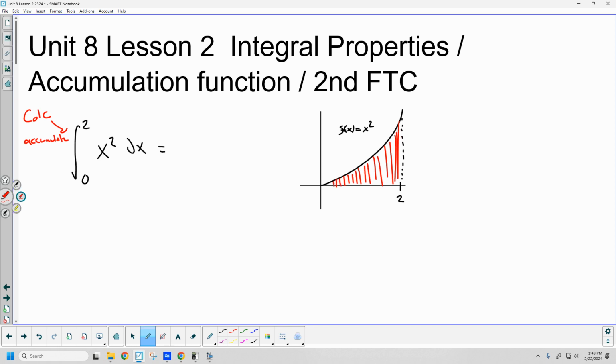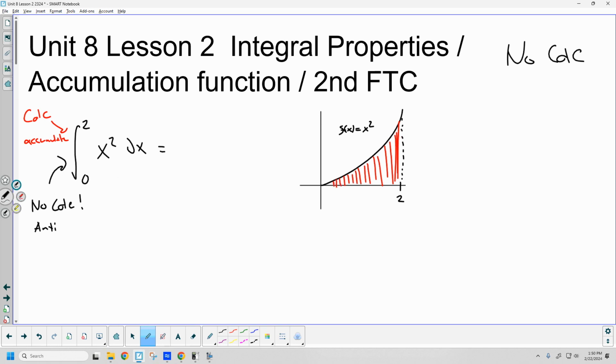Okay, what is the other way? Now your calculator's gone. No more calculator. You know what the answer is going to be. But how do you get that answer without a calculator? Nailed it. Without a calculator, you take the antiderivative.